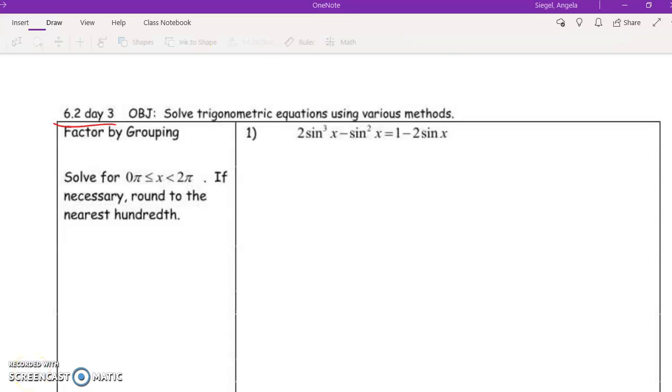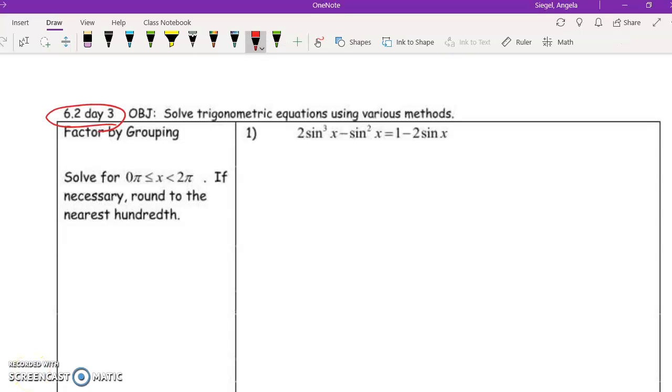Hey guys, we are in the final day of lesson 2, and we're just going to keep on going with different techniques of solving equations. We're going to hit several more today. The first thing I want you to notice is that this is going to be in radians, and we're going to do factor by grouping.